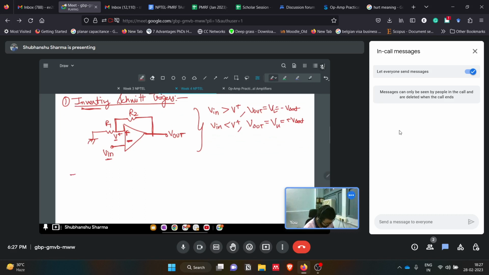So assume initially V output is high, that is, it is plus V sat.